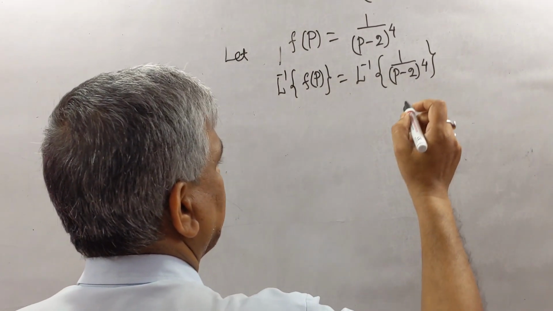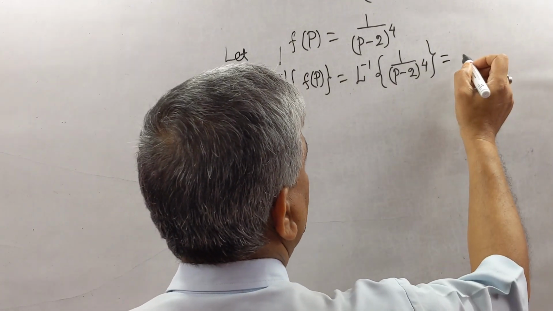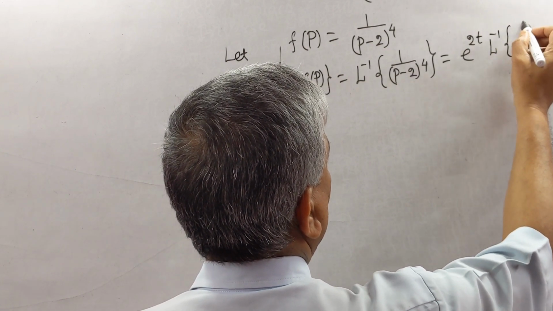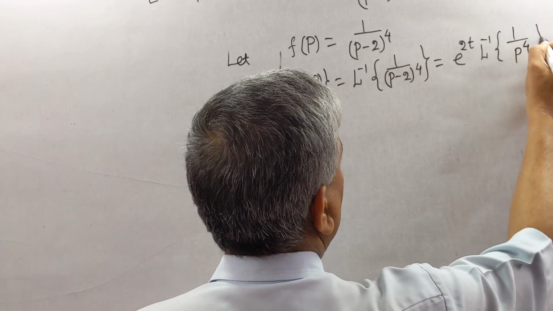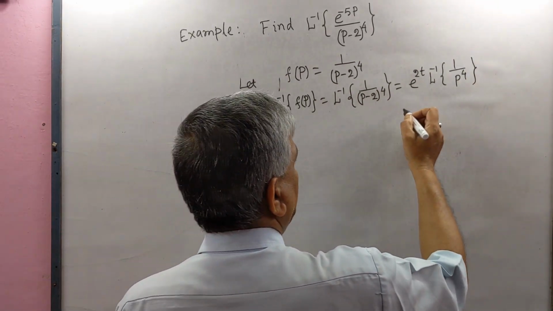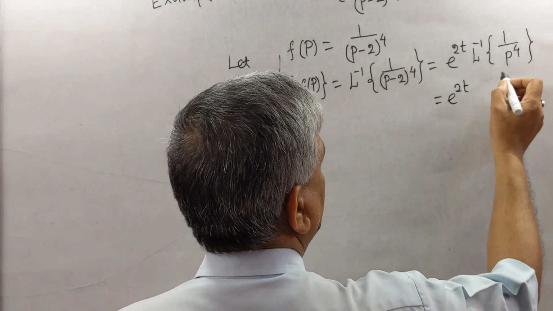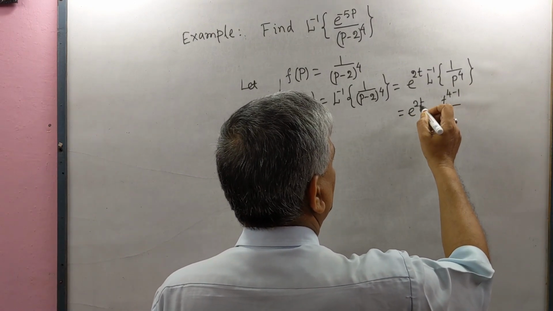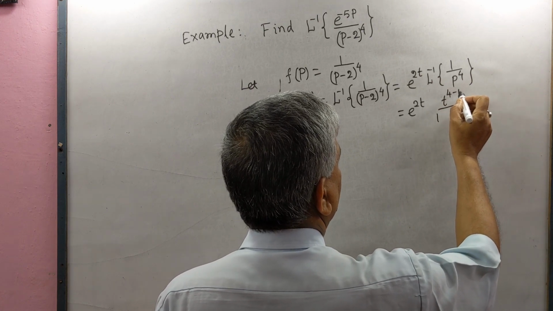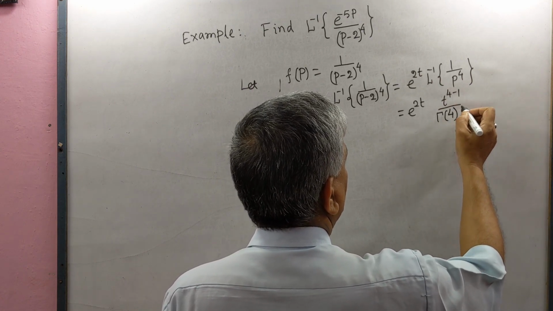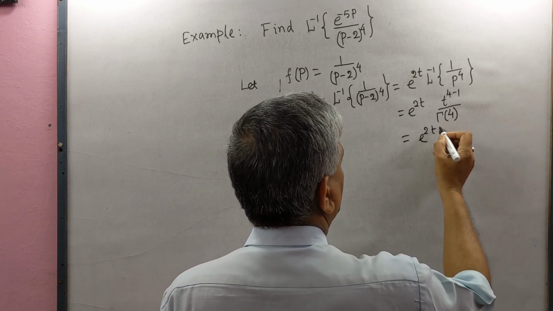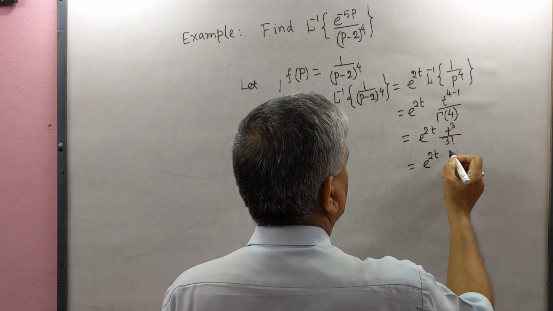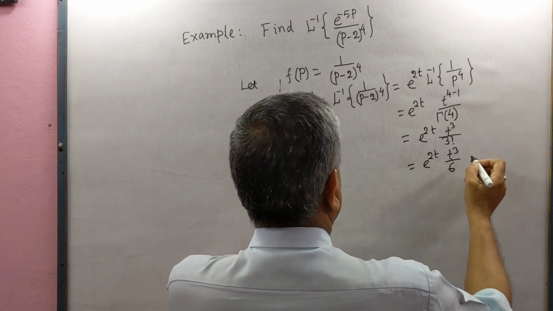by the first shifting theorem of inverse Laplace transformation. We may write this as e to the power 2t L inverse 1 by p to the power 4, equal to e to the power 2t t to the power 3 by gamma 4, equal to e to the power 2t t cube by factorial 3, equal to e to the power 2t t cube by 6. Let this be f(t).